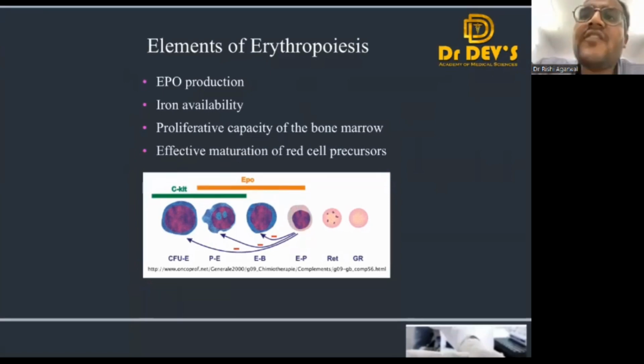Then we will see the iron availability, then the proliferative capacity of the bone marrow, then effective maturation of red cell mass. First is the stimulator, EPO, which will stimulate the bone marrow. The bone marrow must have raw materials like iron, folic acid, and others to proliferate. Then, what is the proliferative capacity of the bone marrow? Is it acting more or not? If there is more lysis in the peripheral blood film, the bone marrow has to work more. That is proliferative anemia. If the bone marrow is not working well, that is also called anemia or pancytopenia.